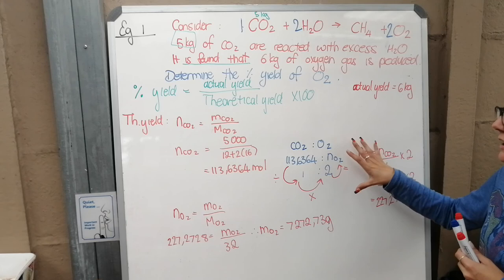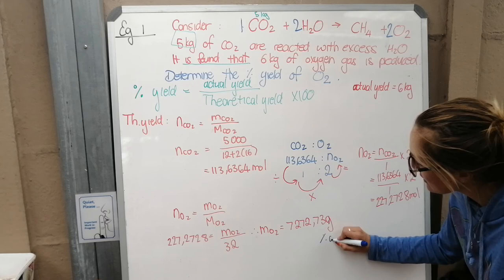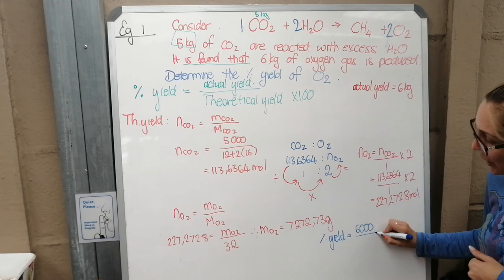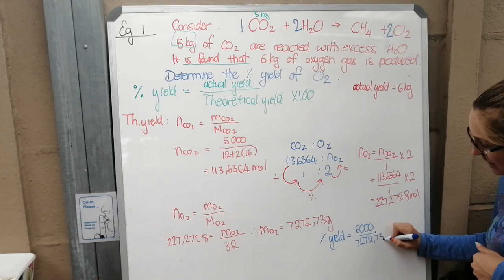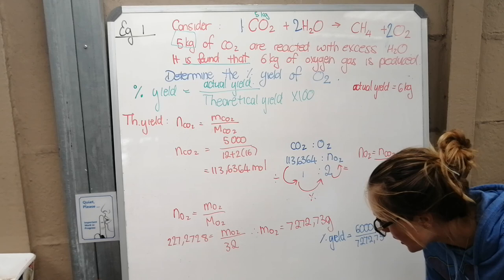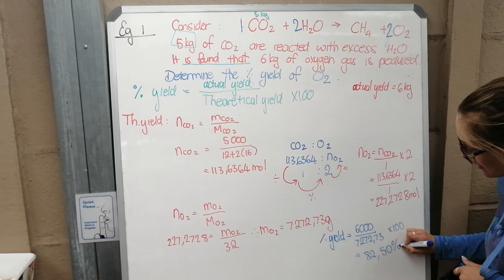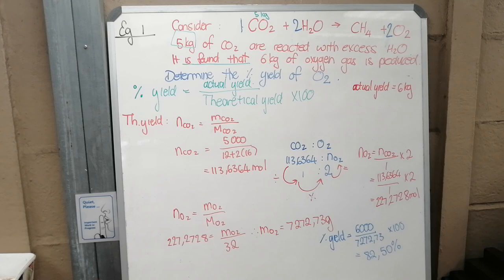So we can now say the percentage yield of our oxygen is equal to the actual yield, which is 6 kilograms, so that's 6,000 grams, over the theoretical yield, which is 7,272.73, times 100. So we're going 6,000 divided by 7,272.73, and we get 82.50%. So our reaction is 82.5% efficient. We're getting 82.5% of what we ought to be getting, which is not bad if you consider large-scale manufacturing plants. That's actually a really good yield.